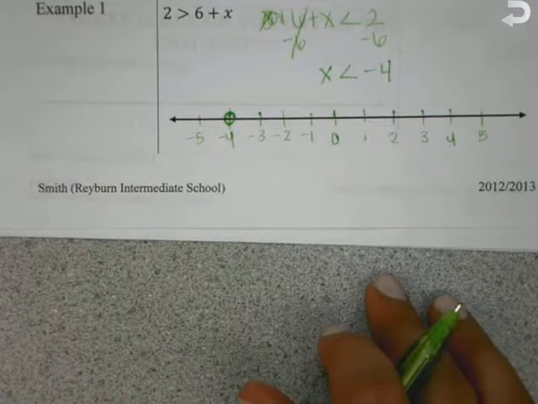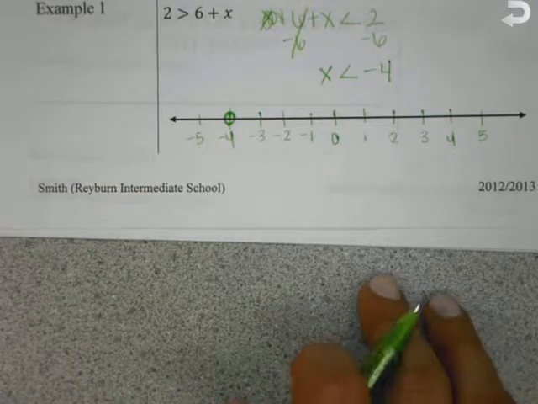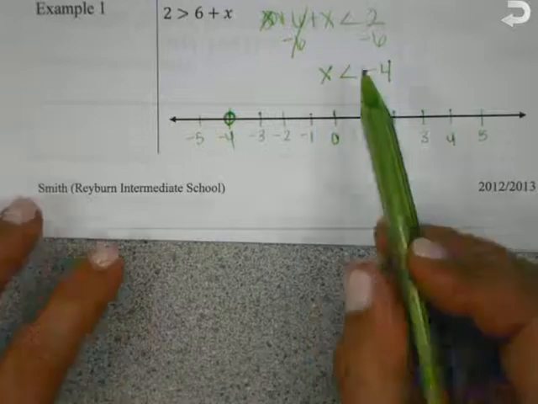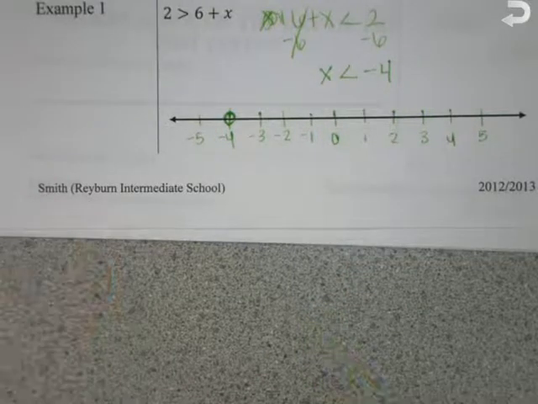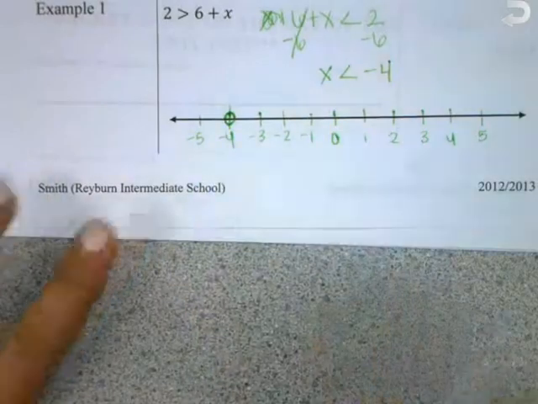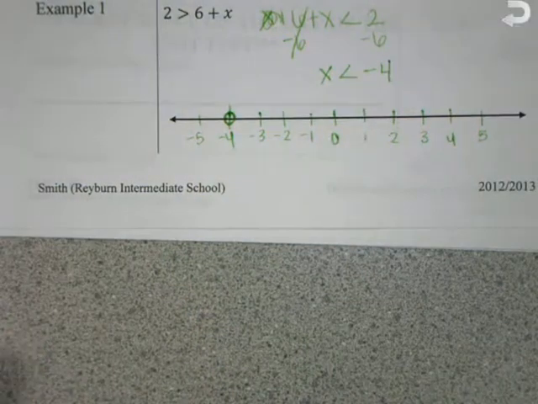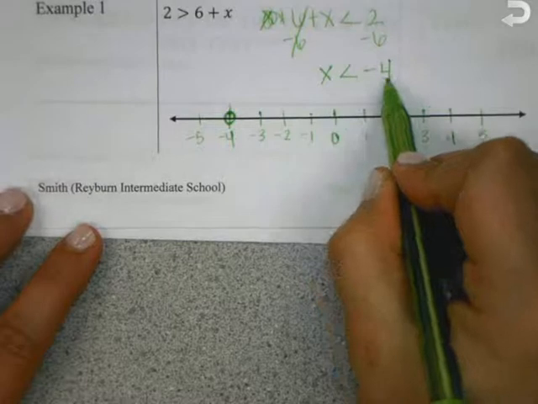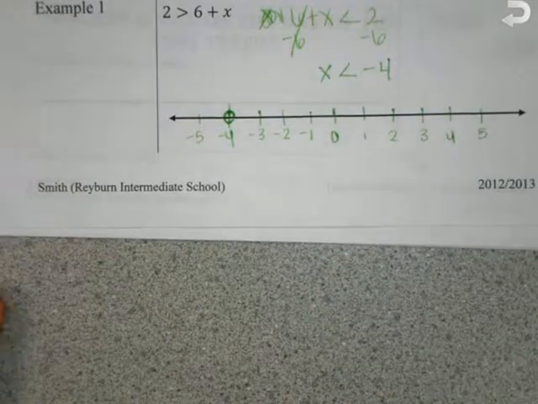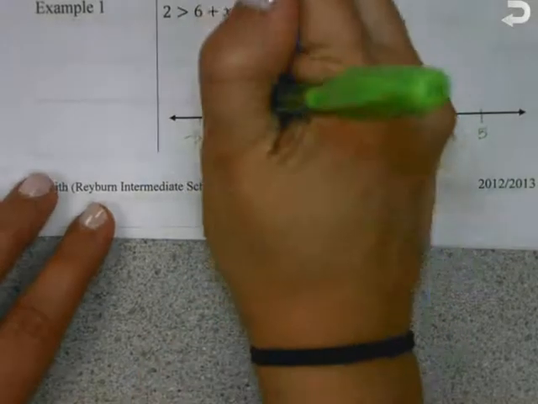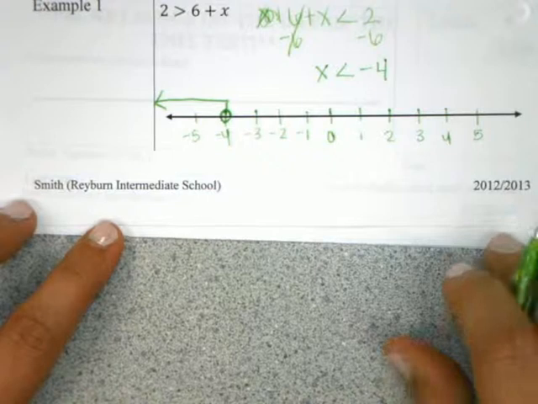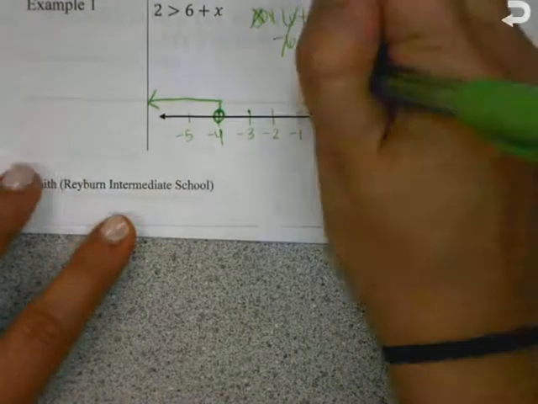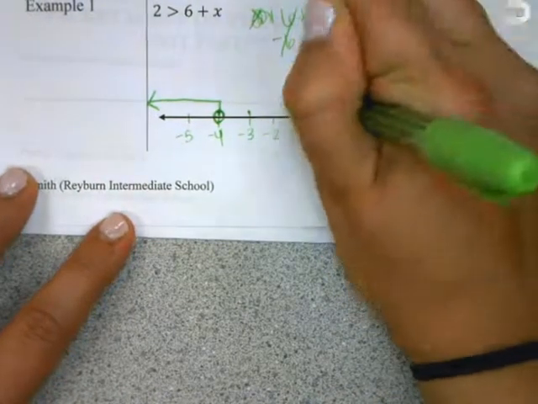Okay, so what about this? That's good. Alright, now I need to graph the line. Is my arrow going to the left or to the right? To the left. And let's think about it. Doesn't that make sense? x less than negative 4. Where are all the numbers that are less than negative 4? To the left. So we want our arrow going to the left. So my answer is x less than negative 4, and here's my graph.